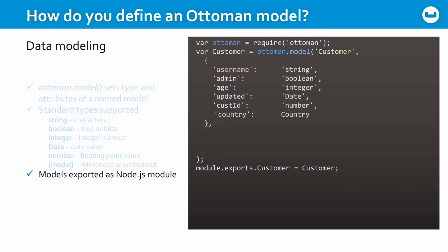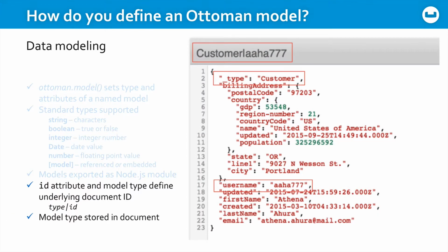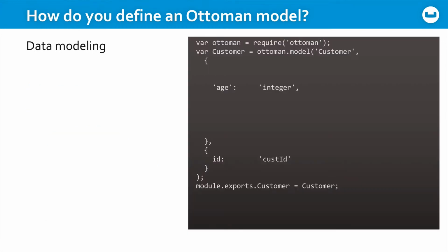Once defined, the model gets exported for use within your application. Now you'll also be assigning an ID attribute to your model. That ID, in combination with the document type, comprises the document ID in the database. But you'll also see shortly how the ID also creates an automatic lookup method, getById. In the document itself, you'll see that the type is embedded in the underlying document in an underscore type attribute. And then the ID that you've assigned, in this case username, is combined with the type to create the document name. So we see here the document name would be customer pipe AHA777 because the ID for customer models was defined as the username.